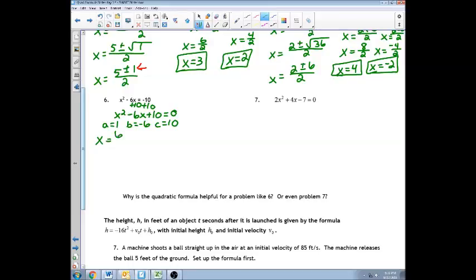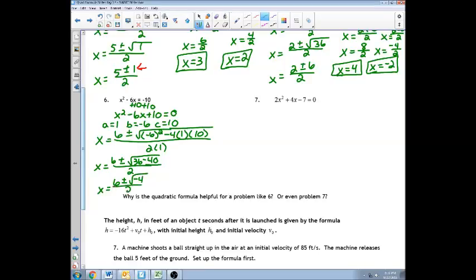The opposite of b is 6 plus or minus the square root of negative 6 squared minus 4 times a, which is 1, times c, which is 10. Okay? All over 2 times 1. Again, I'm going to simplify under the square root. So 6 plus or minus the square root. Negative 6 squared would be 36. Negative 4 times 10 would be negative 40. All over 2. So x would equal 6 plus or minus the square root of negative 4 over 2.